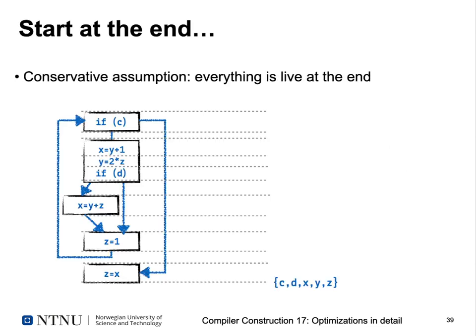So let's do a quick walkthrough of our example here. We start at the end, so our last instruction in any case is this assignment, z equals x. And we just have a conservative assumption here that everything is live at the end. So we take a look through all of our variables here: c, x, y, d, and z. All of our variables are assumed to be live at the end. So the outset of our last instruction just contains all of our variables.